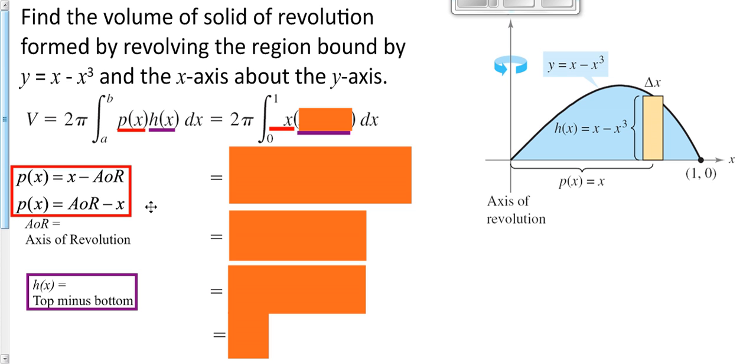Then our height. Our height is going to be the top minus the bottom. The top is our function. The bottom is our axis, which is 0. So we go our function minus 0, or just our function.